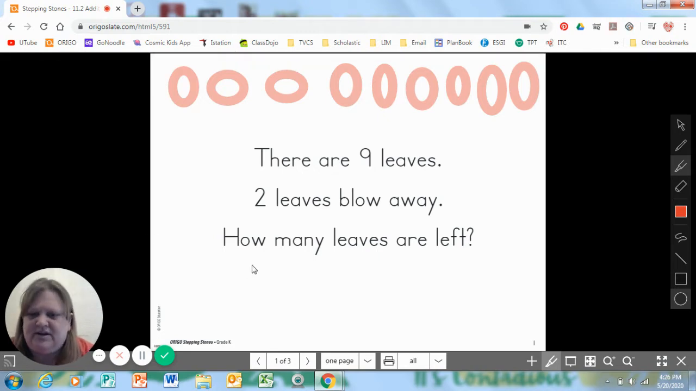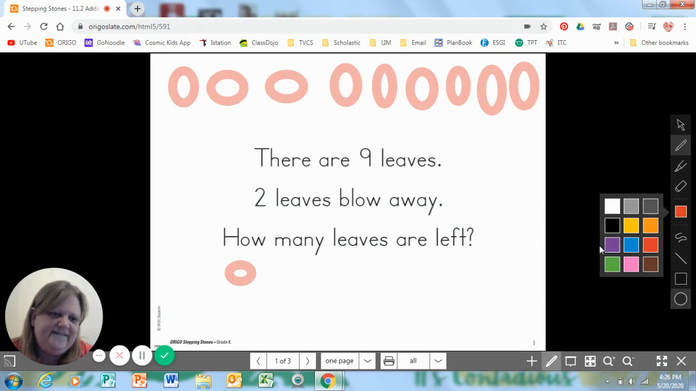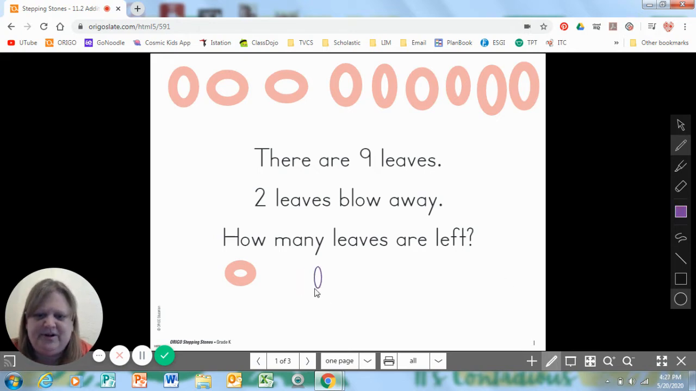Well, that's an important number, so I'm going to write that. Oh, I can't use the circle for that part. Let's get out of that and just go to a pen. How do I do that? All right. Ignore that one and ignore that one. Okay, so that first number that we need is a 9. That's an important number because that's how many leaves there are to start with.